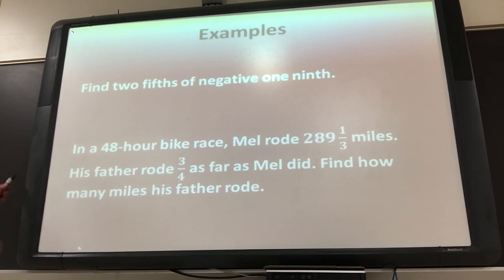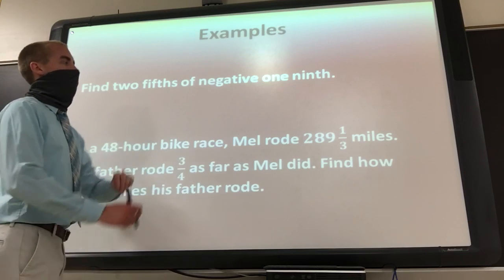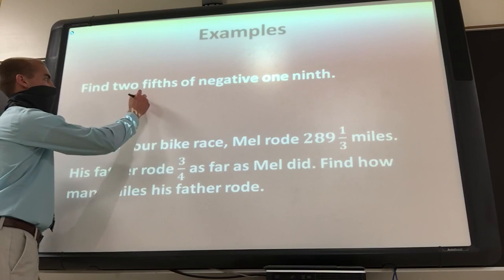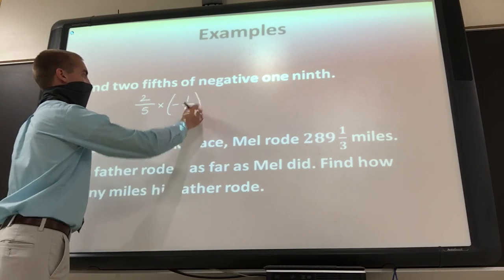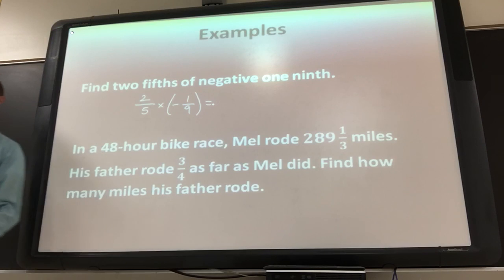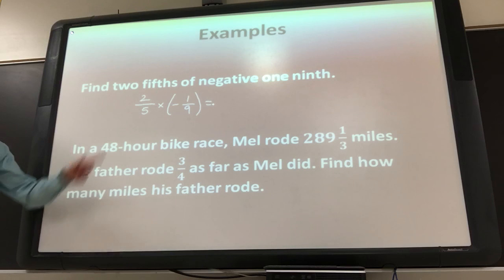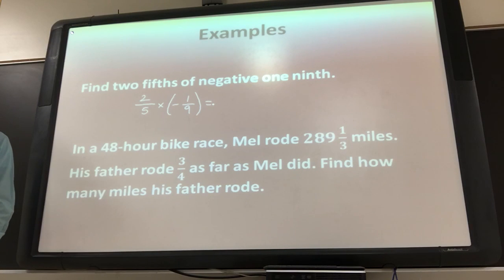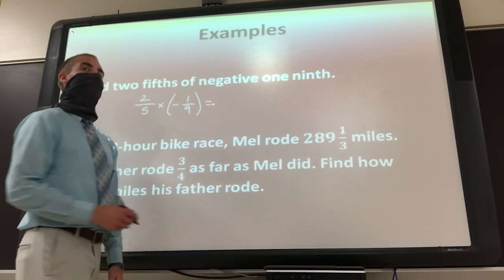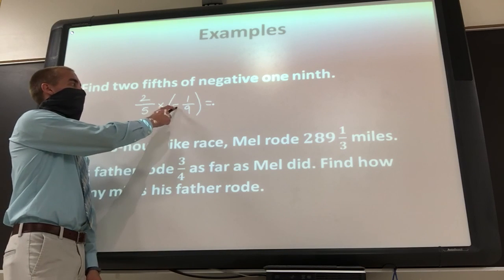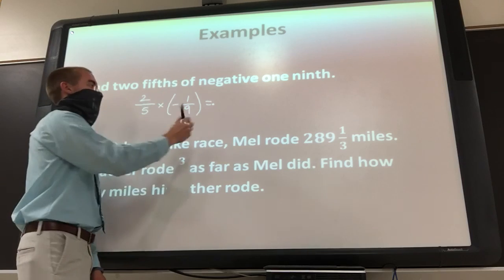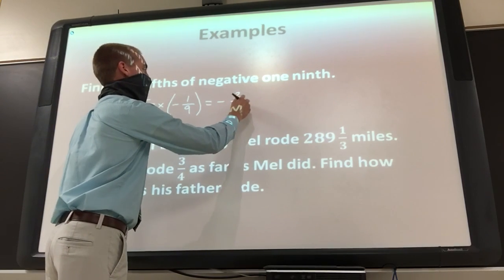Okay, for this first one, find 2/5 of -1/9. Just write it exactly how it says. 2/5 times -1/9. Okay, so what is that going to get us? Charlie, what do we get there? 2/45. Yep, and negative or positive? Yeah, positive times a negative. Negative. -2/45. Okay?